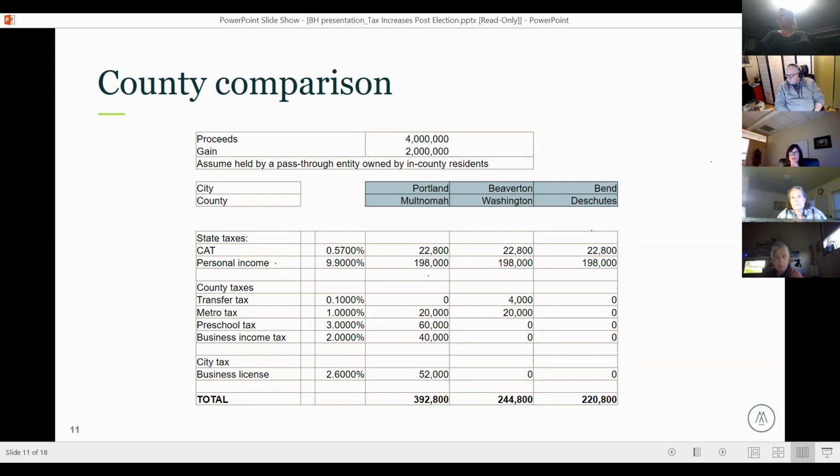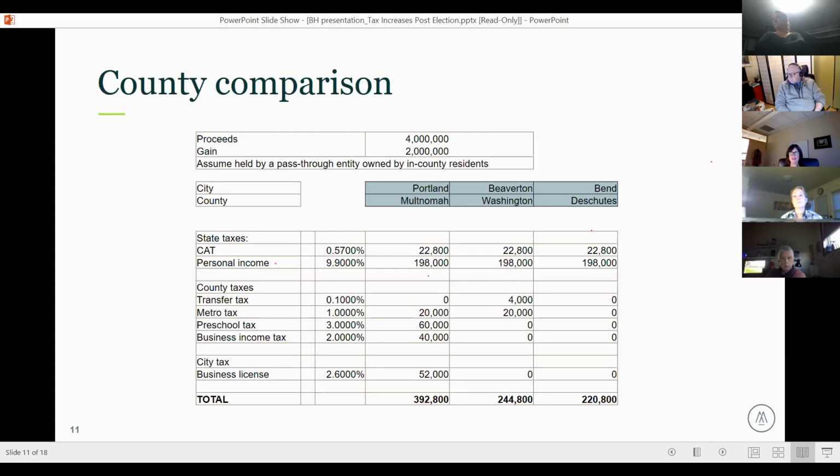The preschool tax applies to Multnomah County individual residents only. So even if you live in the Portland metro area, if you're not in Multnomah County, you won't pay this tax. And then, similar to the Multnomah County business income tax, another 2%. And then we've got this Portland business license tax at another 2.6%.